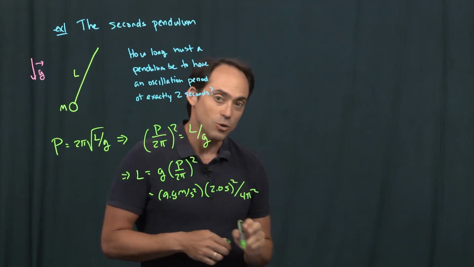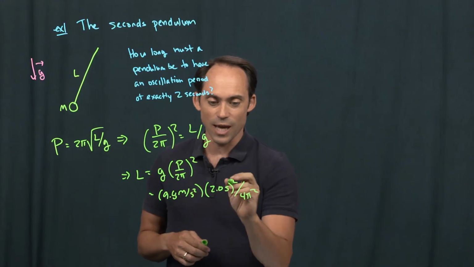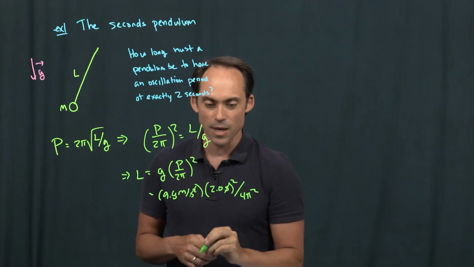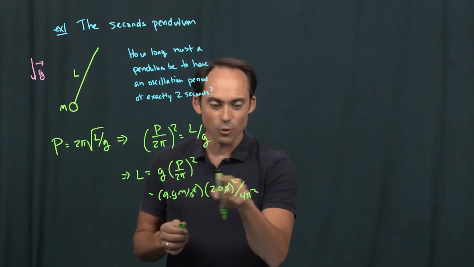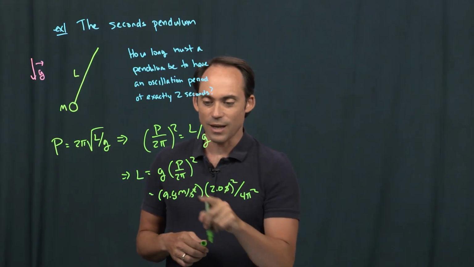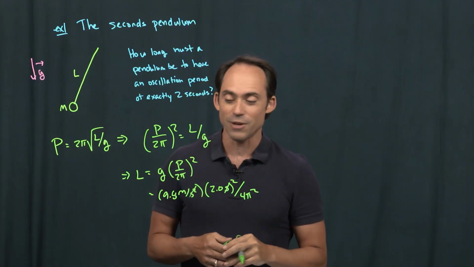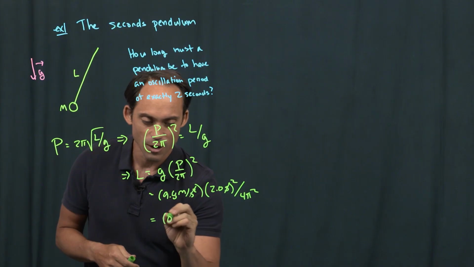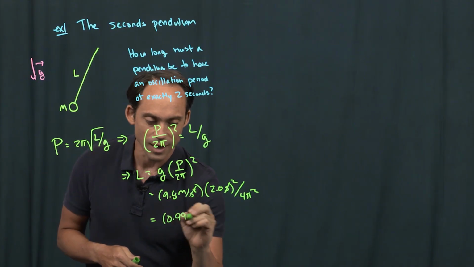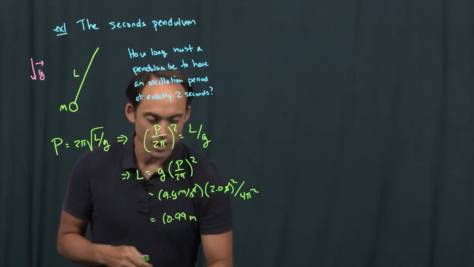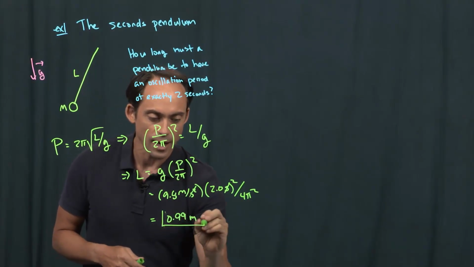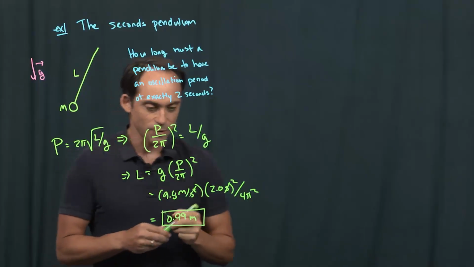And we can check our units first. The 1 over second squared cancels the second squared here, so that goes away. And 2 squared is 4, so that actually cancels out the 4. And it turns out that the surface gravity is almost equal to pi squared, so when you write this out, you get a value of 0.99 meters. 0.99 meters for our answer.